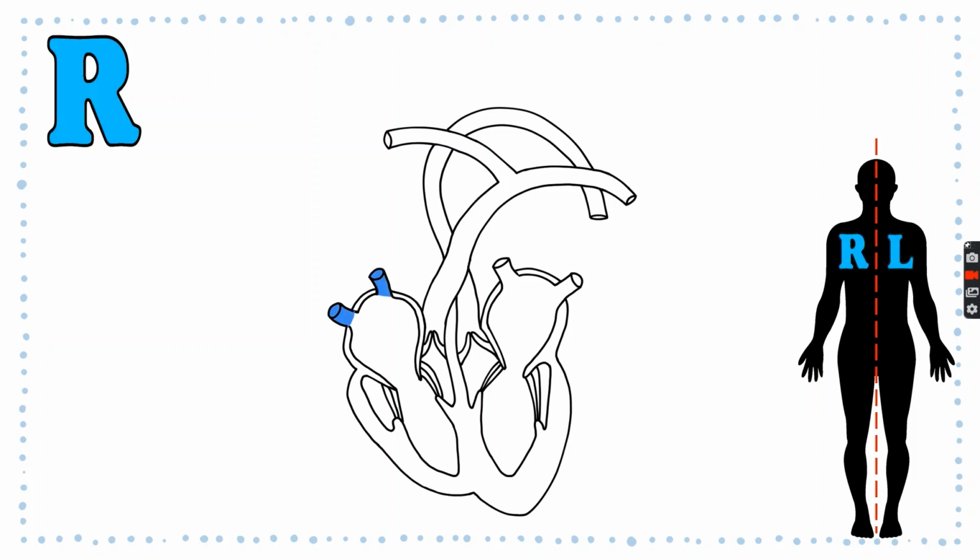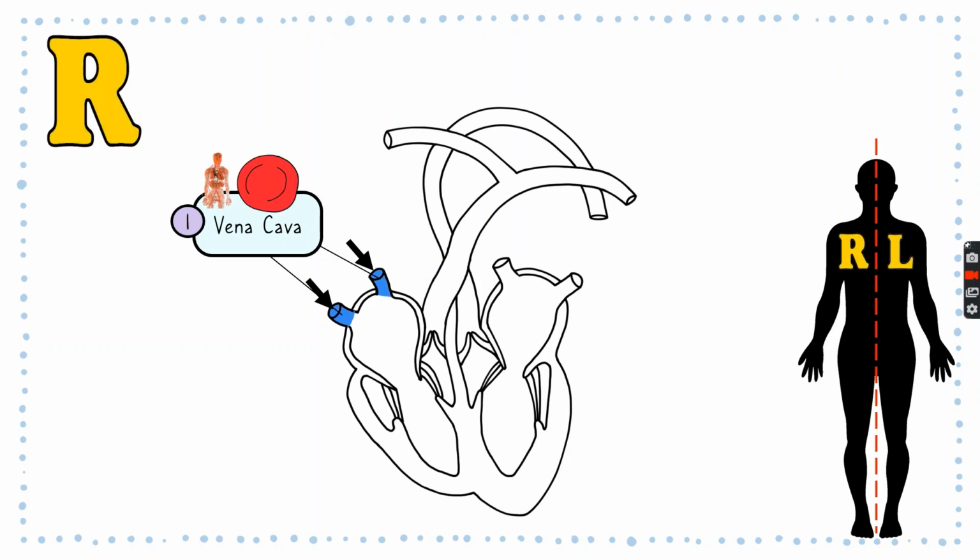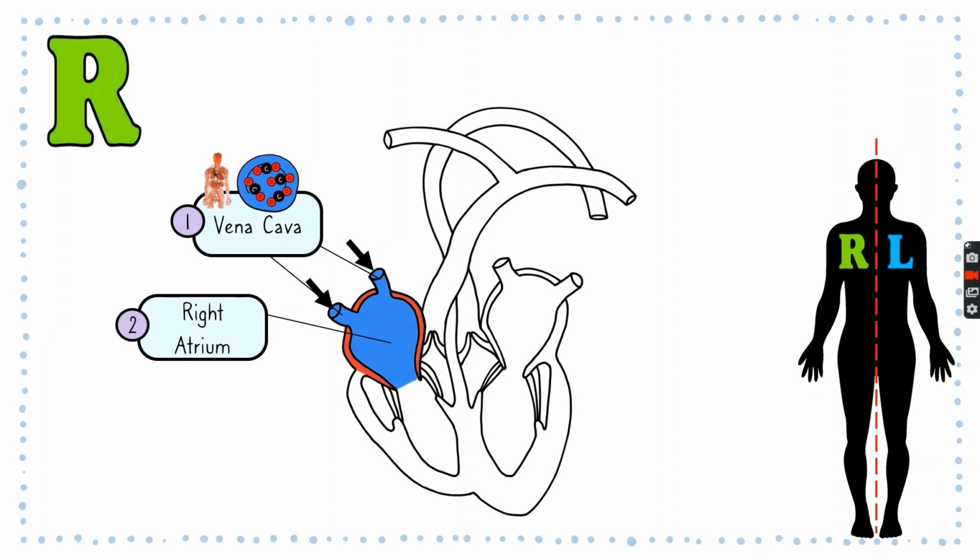On the right side of the heart, you have these veins called the vena cava. The vena cava transports blood that it gets from the rest of the body. And the type of blood that it carries is deoxygenated blood. This vena cava brings blood into the first chamber of the heart called the right atrium. The right atrium has walls that are made up of muscle cells too.